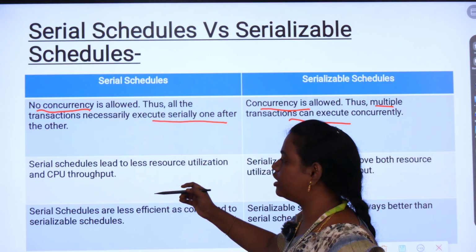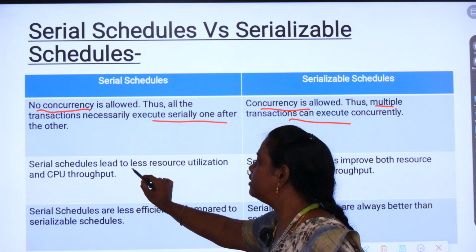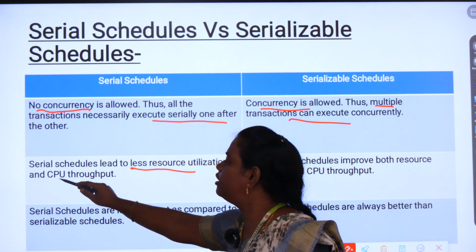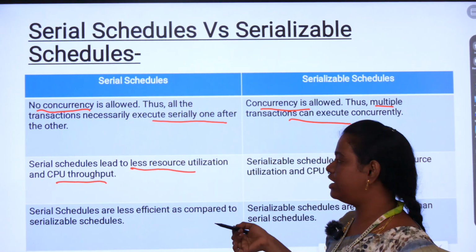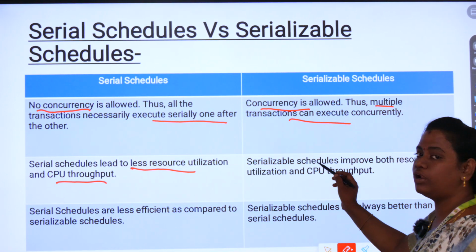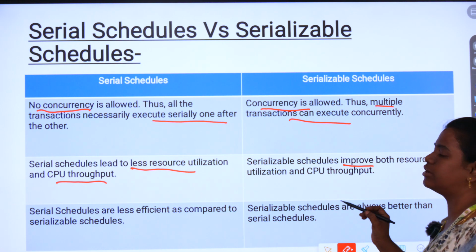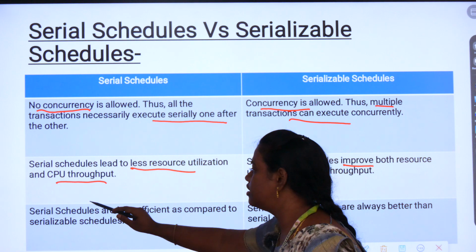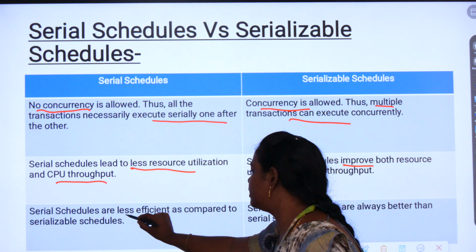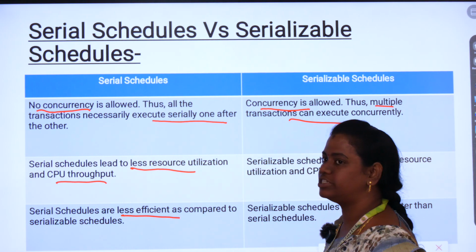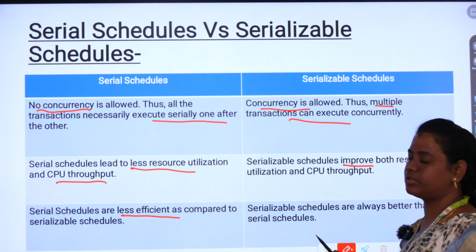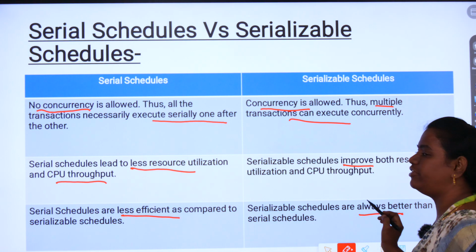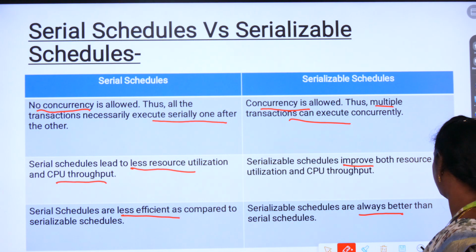Why we are converting: in a serial schedule the resource utilization and the CPU throughput are very low, but a serializable schedule improves resource utilization and CPU throughput. And then a serial schedule is much less efficient when compared to a serializable schedule. The serializable schedule is more efficient.